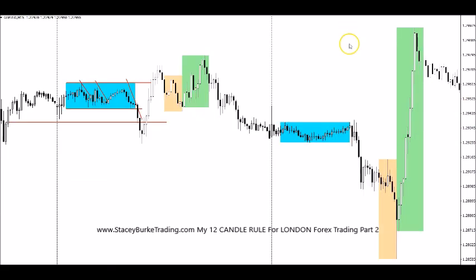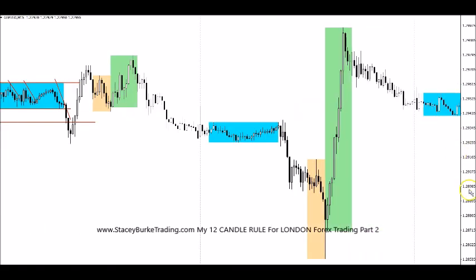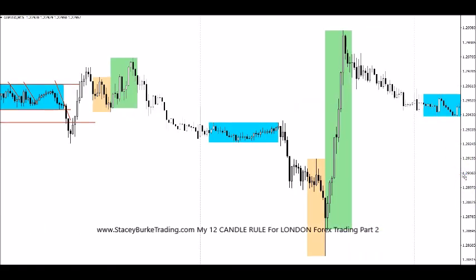So again, just start focusing on the 12 candle rule, reducing my screen time, looking for the highest probability time frames for entering into the market. And again, if the stop hunt's high, I want to be selling. If the stop hunt's low, I want to be buying.